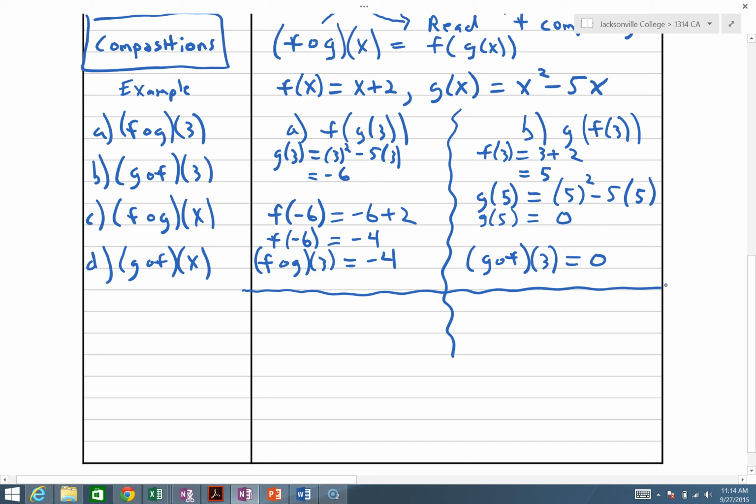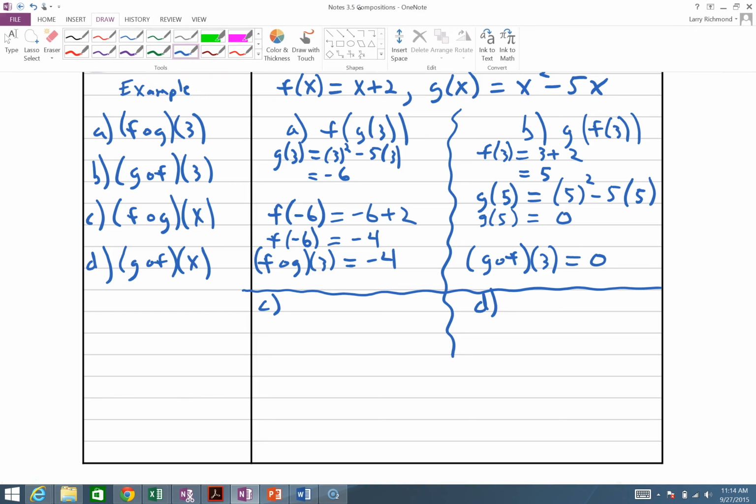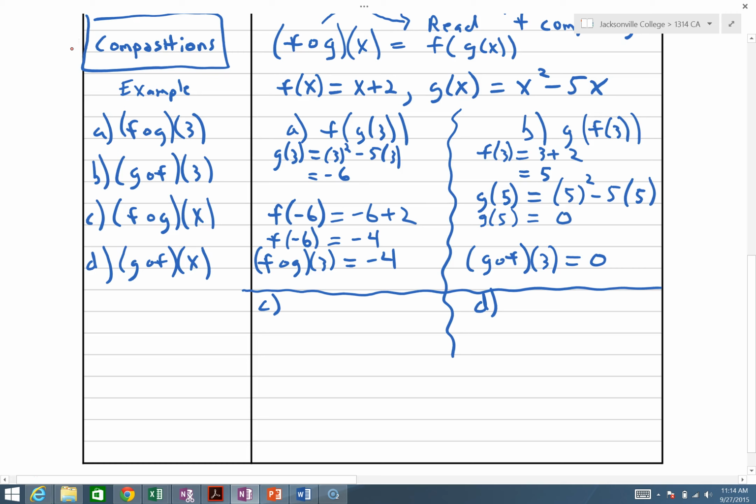Let's look at now C and D. Okay, C asks us to evaluate F compose G of X. So what that means is we are going to take that function G of X, and we're going to substitute it directly into F.